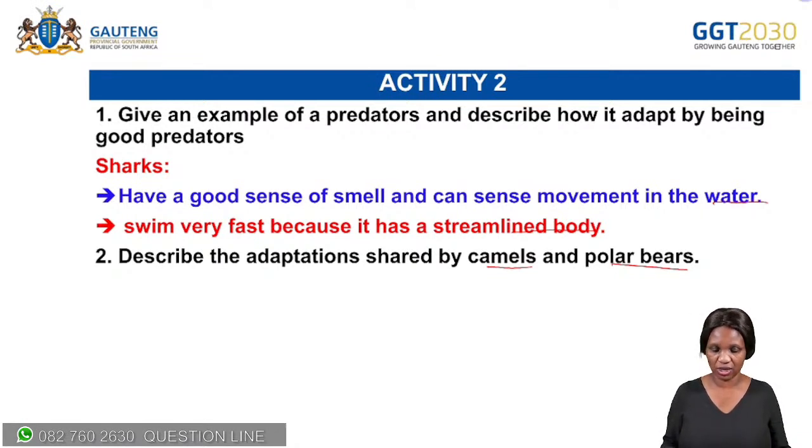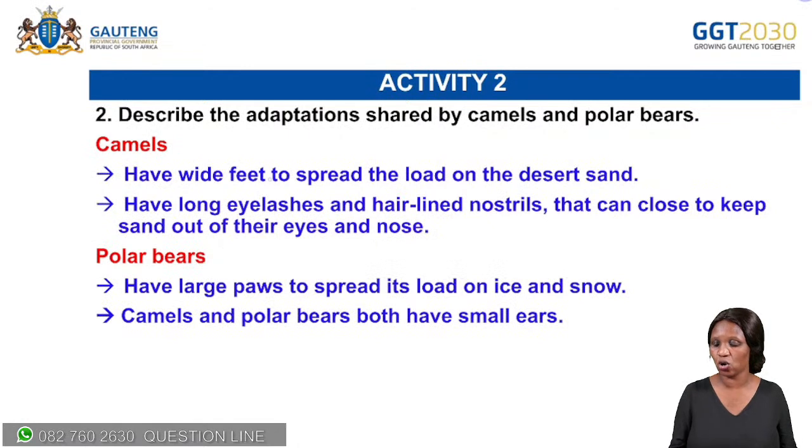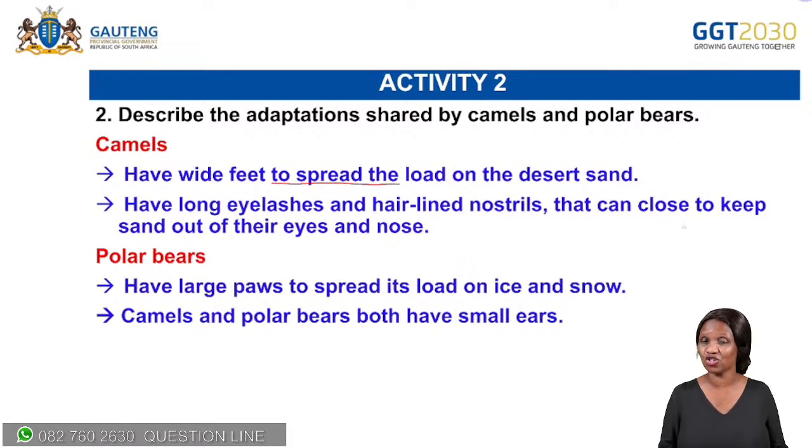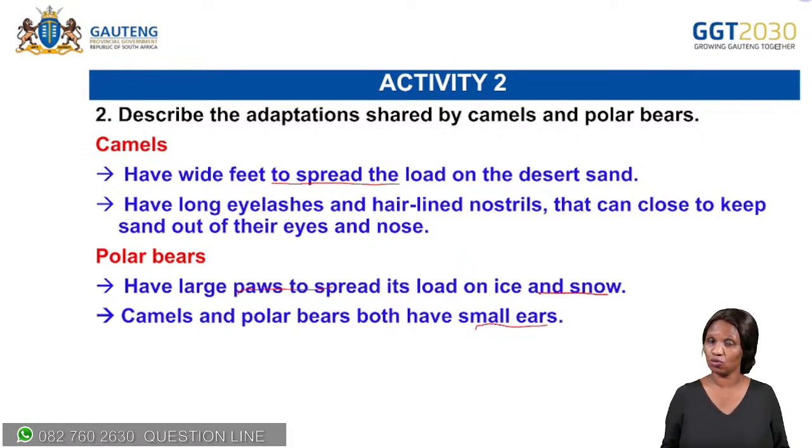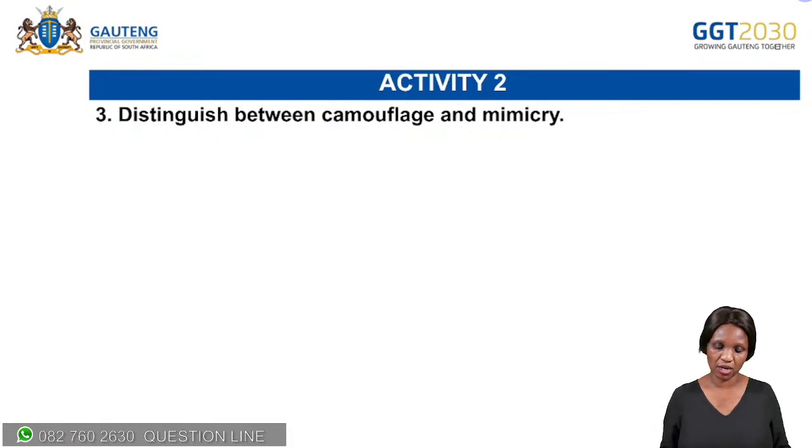And then let's check the answers to question 2. Camels have got wide feet to spread the load on the desert sand. They also have long eyelashes and hair-lined nostrils. Why? Because it needs to keep out the dust. It has to protect its eyes and its nose from the dust and from the sand. And then what about polar bears? They've got long paws to spread their load on ice and snow. And then camels and polar bears have small ears.